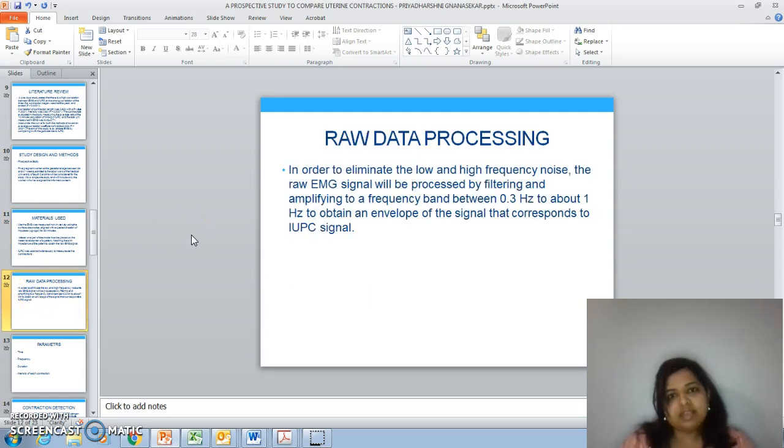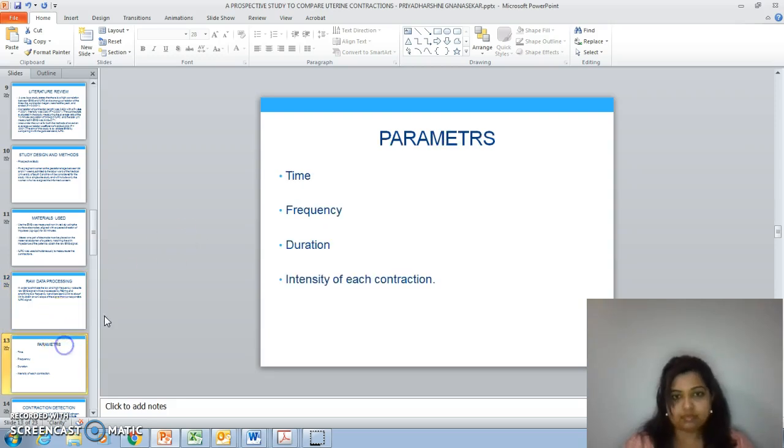So how do we process the data? In order to eliminate the low and high frequency noise, the raw EMG signal will be processed by filtering and amplifying to a frequency band between 0.3 Hz and about 1 Hz to obtain an envelope of the signal that corresponds to the IUPC signal. The parameters we are looking for are time, frequency, duration, and intensity of each contraction.